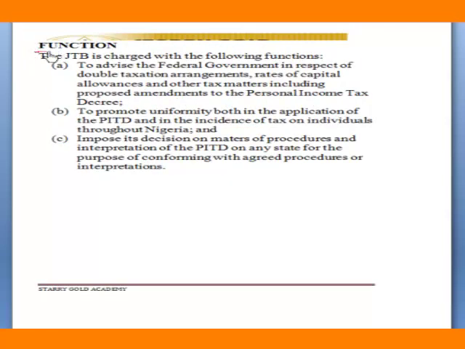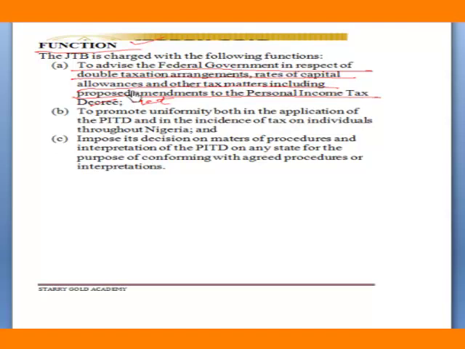What are their functions? We have them here. The Joint Tax Board, JTB, is charged with the following functions. One, to advise the federal government in respect of double taxation arrangement, rate of capital allowances, and other tax matters, including proposed amendment to the Personal Income Tax Decree, now changed to Act. So it is the Joint Tax Board that advises government on double taxation arrangement, where we go into a double taxation agreement with any country.